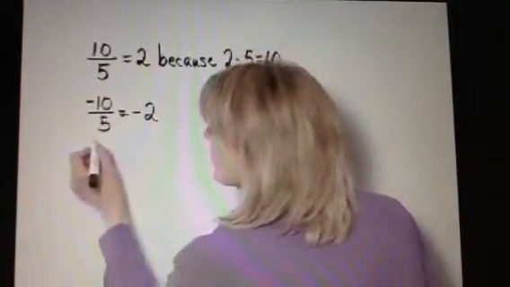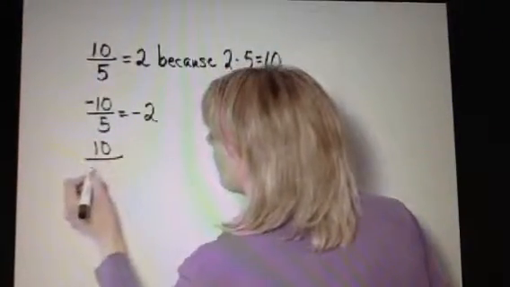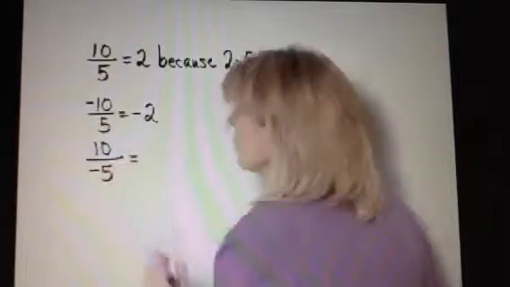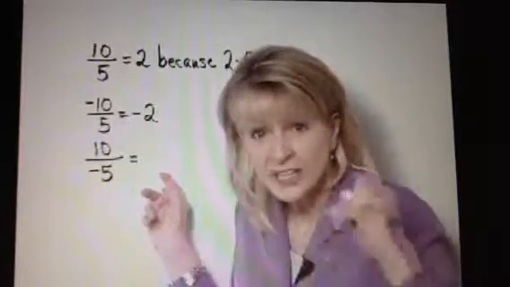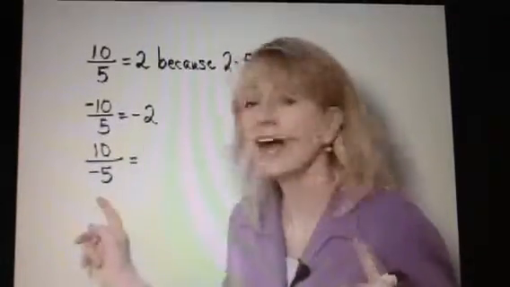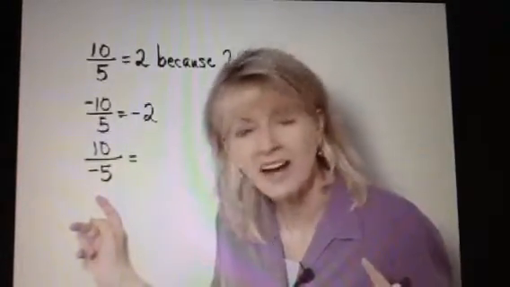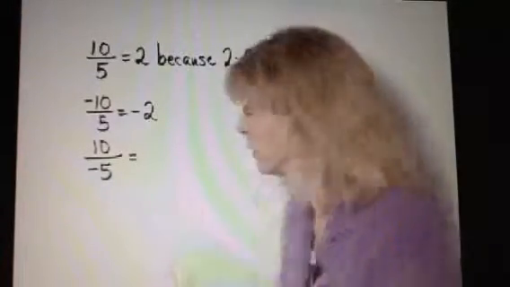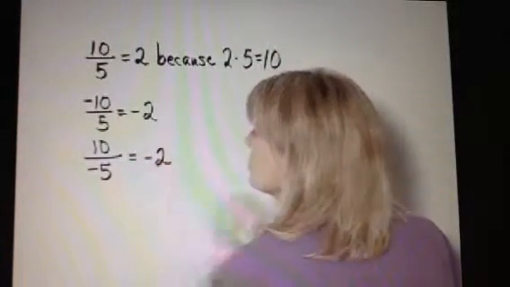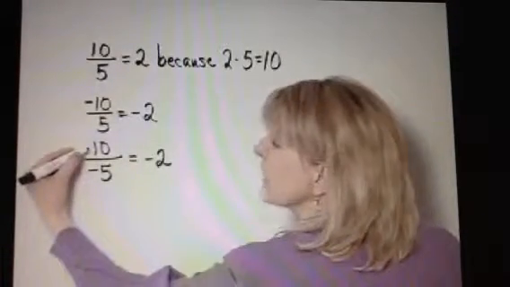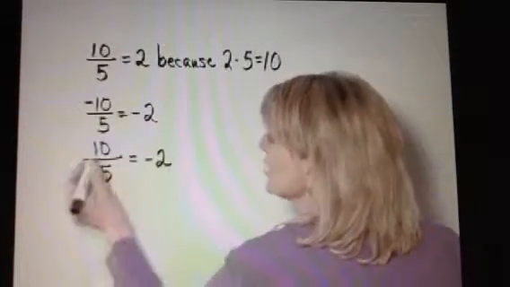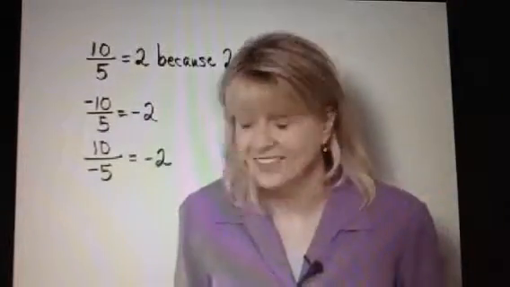What about 10 divided by negative 5? What is the result of that division? Think of multiplication for a moment. What number times negative 5 is positive 10? Well, that is negative 2, because we know a negative times a negative gives a positive result, and of course 2 times 5 is 10.